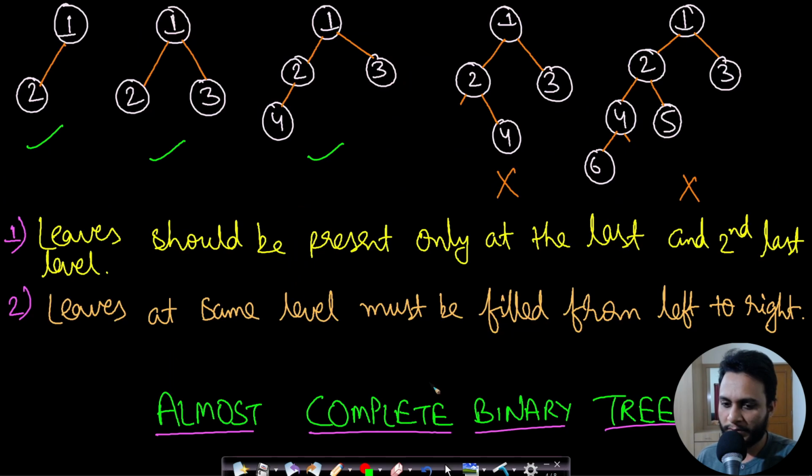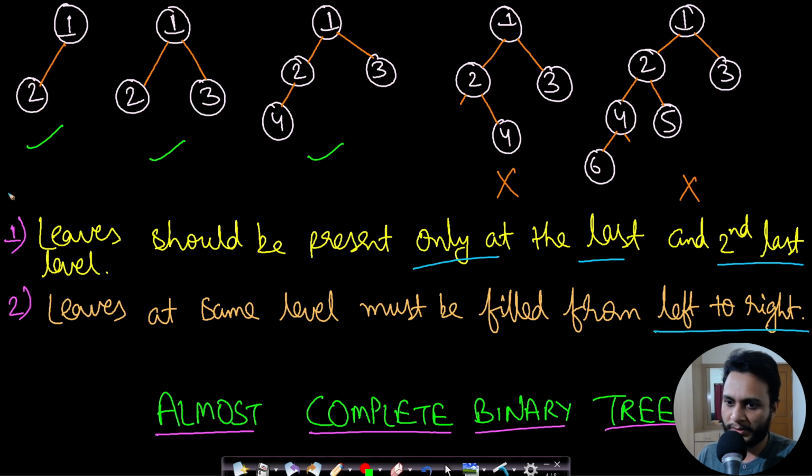Let's now move on to the almost complete binary tree. What does this mean? An almost complete binary tree will never be a perfect binary tree. In this case the leaves should be present only at the last and the second last level, and the leaves at the same level must be filled from left to right. Now let's see some examples.